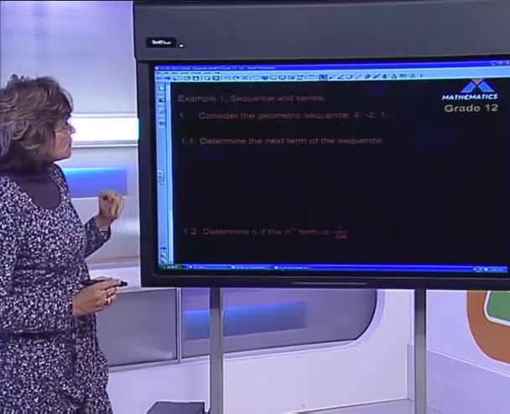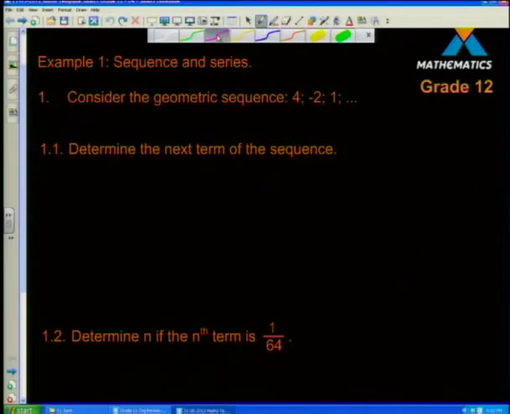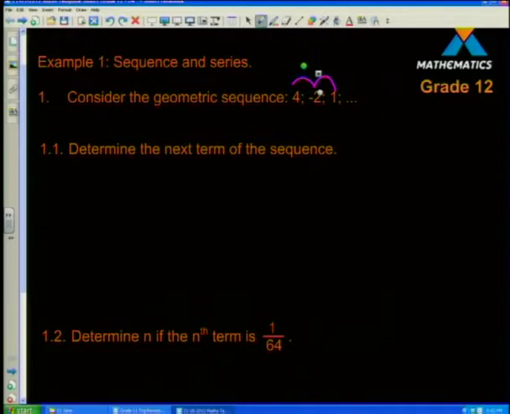The first question is: consider the geometric sequence 4, -2, 1. Determine the next term of the sequence. If you are so lucky to get something so easy, we need to find a common ratio. My common ratio is my second term, -2, over my first term, 4. Or I could have said my third term, 1, over my second term, -2. Those are equivalent ratios, so that is my common ratio.